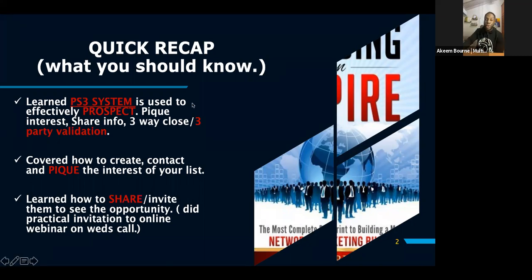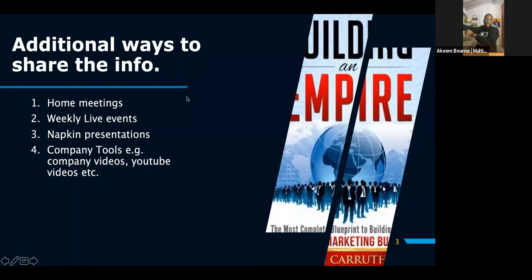So again, you should know what the PS3 system is. And you should know that in order for you to effectively prospect, you use the PS3 system, all right? Say that again. In order for you to effectively prospect, you just master the PS3 system, all right? Piquing interest, that's what the P stands for. The S stands for sharing the information or showing the plan. And then the 3 stands for three-way close or third-party validation. So is everybody clear so far? Let me know if you're clear. Drop an AC in the chat, all right?